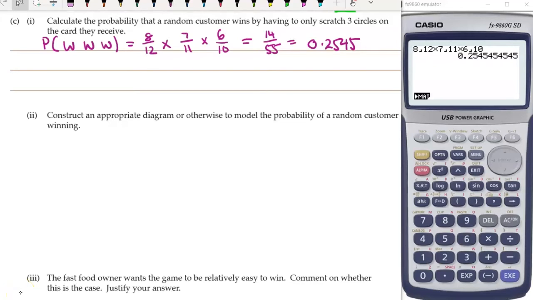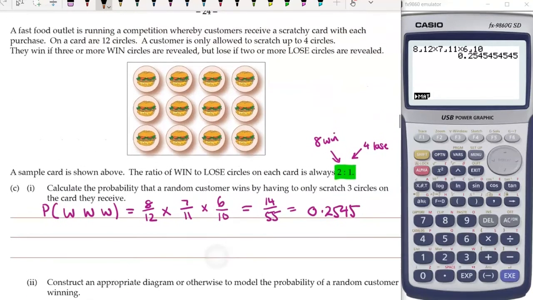For part 2, we need a diagram to show what could happen here. Now, we can only do 4 scratches, so the easiest thing to do here is probably a tree diagram. So scratch number 1 could be a win or a lose. Scratch number 2, again, could be a win or a lose. Okay, now, if we get 3 wins or 2 loses, then the game is finished, because that means that you have won or lost. So just reminding you of those rules up there.